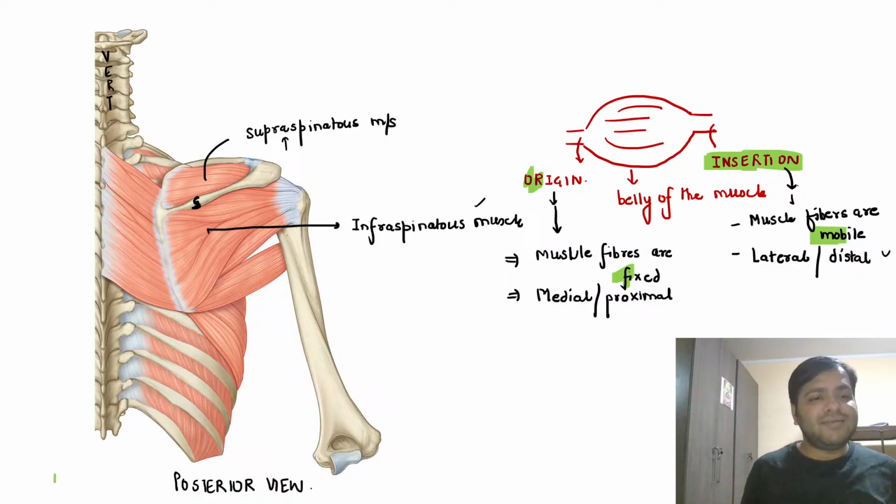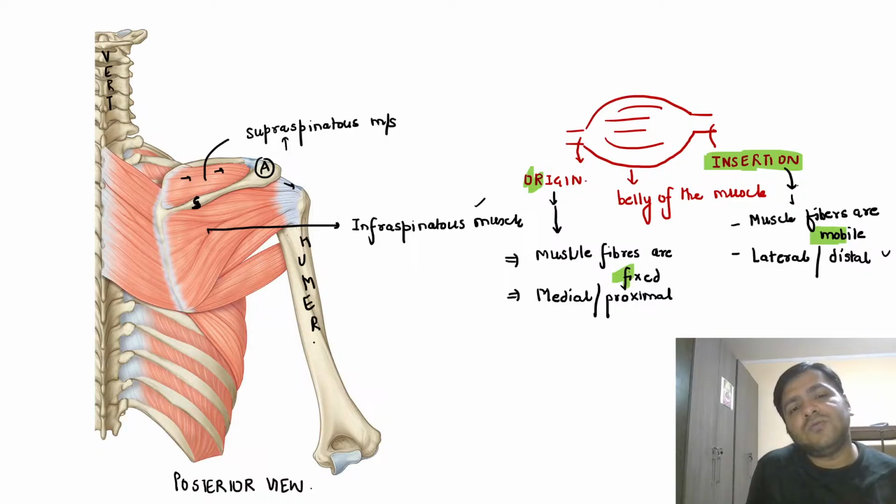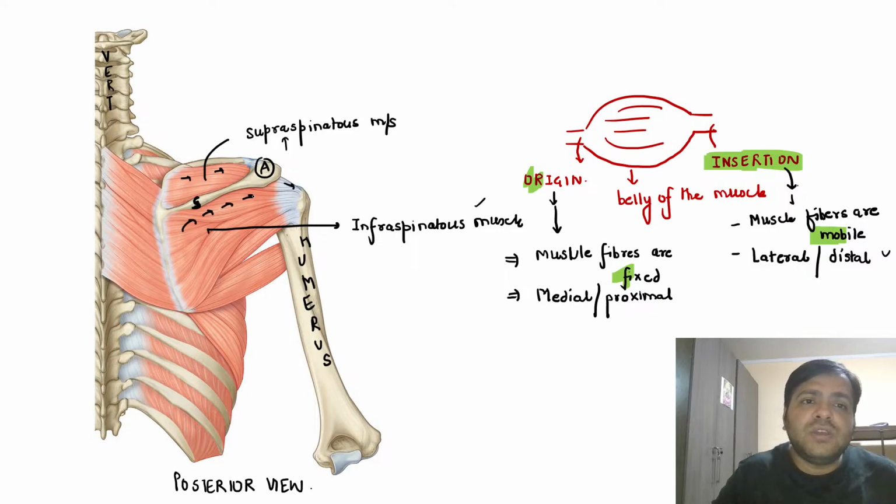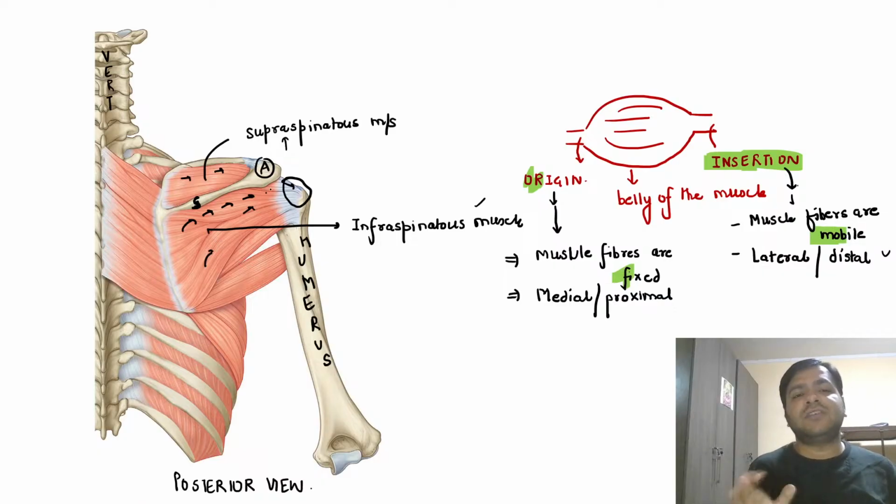Now, you can very well see over here in this picture. You can see the supraspinatus. It is going below the acromion process to which bone? Humerus. The infraspinatus, it is going to which bone? It is also going to the humerus. They both have the same attachment on the humerus. Now they are from the scapula. This is the scapula and they are going to the humerus.